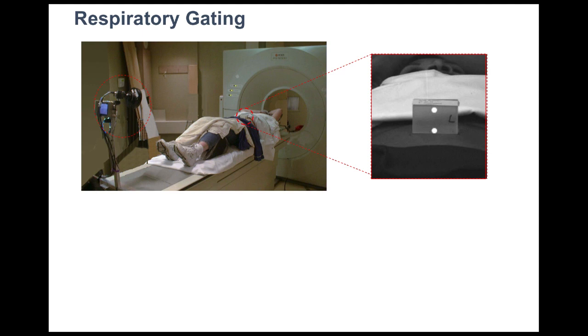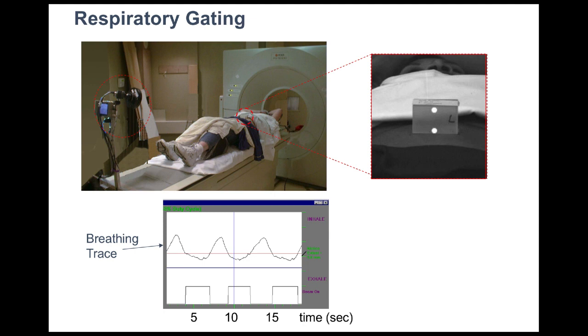There are other ways to do the tracking, by the way. You could have a pressure belt around the patient or other things. But in any case, you get a breathing trace, goes up and down, and then you have a cycle, a signal that's sent to the machine, a square wave here, trigger signal. So that means that the beam is only going to be turned on during this particular time window. That's the gate.